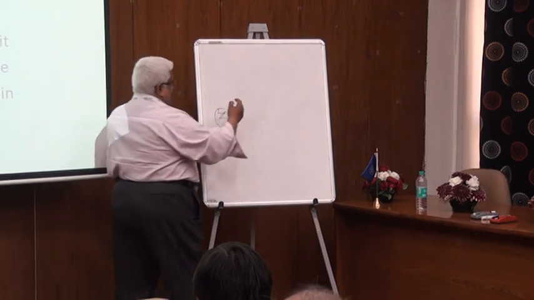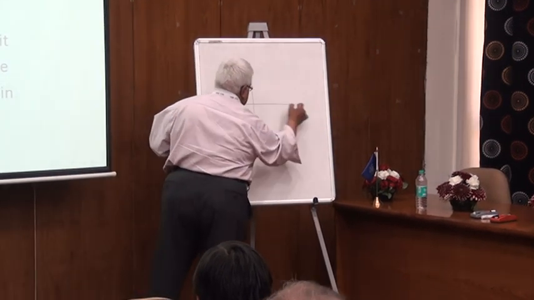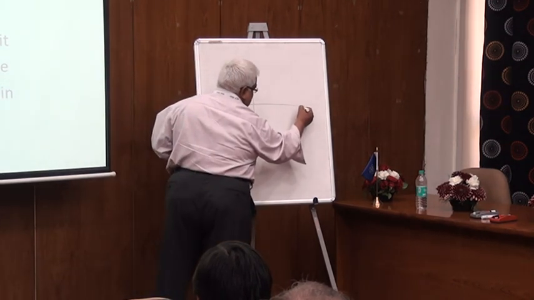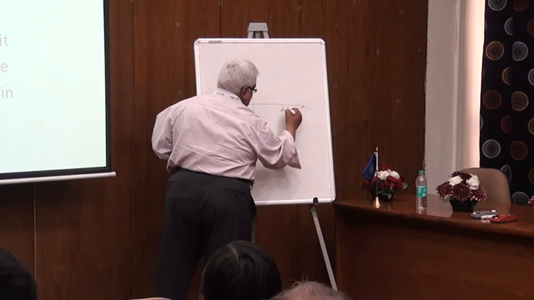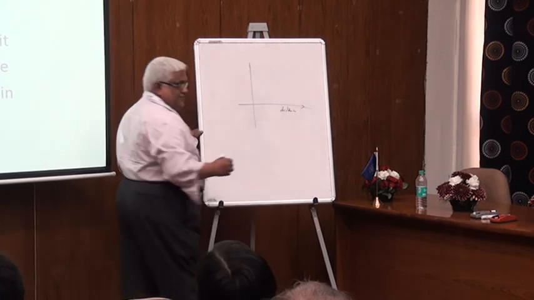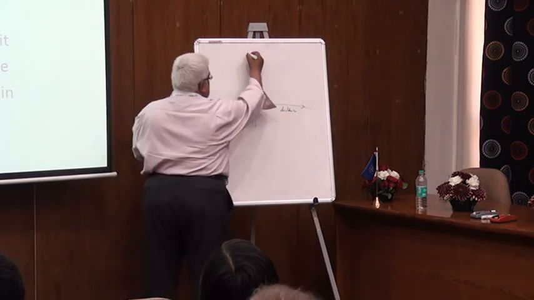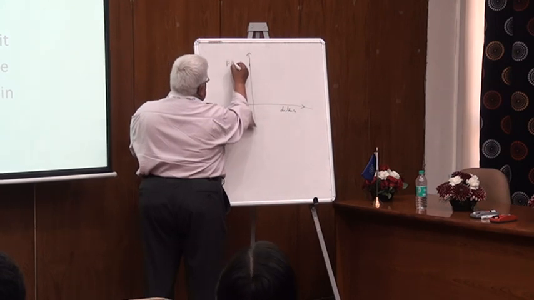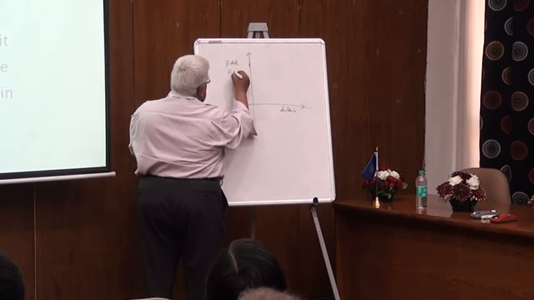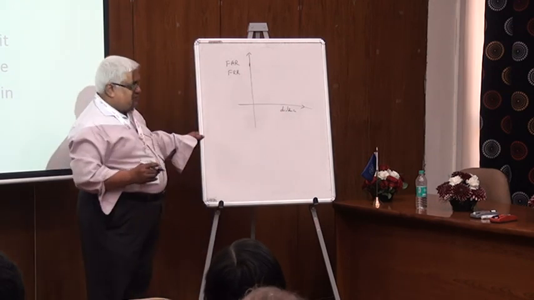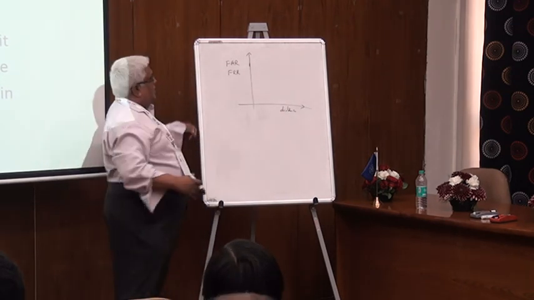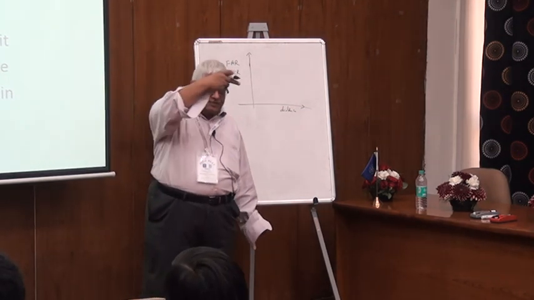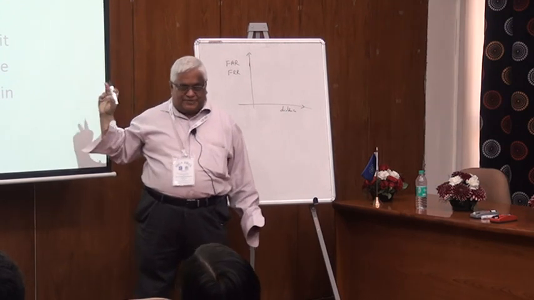Now here, let me draw a diagram. The diagram is like this. On the x-axis I plot the distance. On the y-axis I plot two quantities. I am just writing them FAR, FRR. I am giving you the definition. All these are available in the slides here, and a copy of the slides is already there with the organizers.